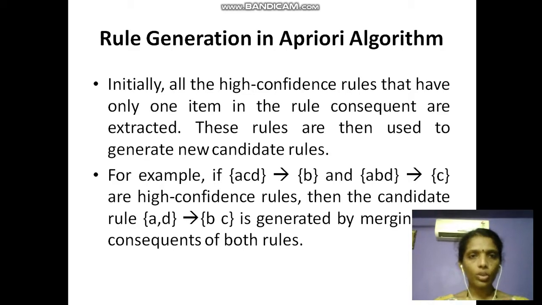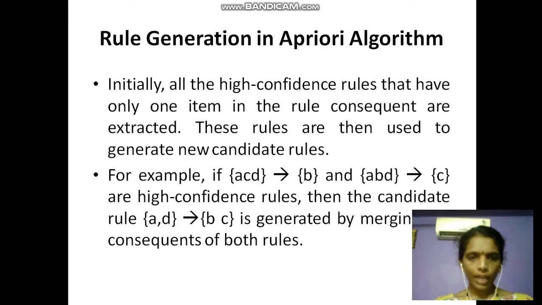Let us see how the rules can be generated using the Apriori algorithm. Initially, you need to identify all the high confidence rules having only one item on the consequent. These rules can then be used to generate the new candidate rules. Here you will be generating all the candidate rules from a particular frequent item set. After that, you will identify only the correct rules which have a high confidence value.